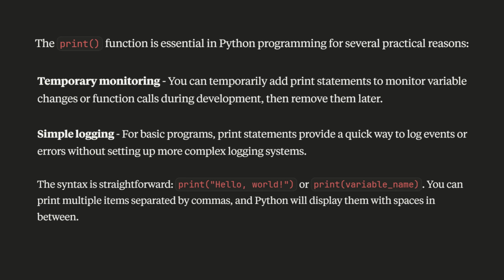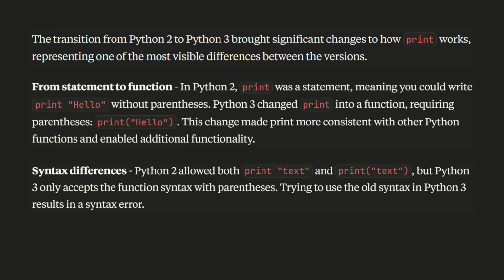The print function has an interesting evolution in Python. In Python 2, which was released in the year 2000, print was actually a statement, not a function. You wouldn't use the parentheses, you would just write print and a space and then put your quotes and put the words you wanted in there.